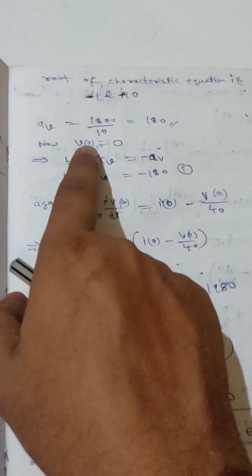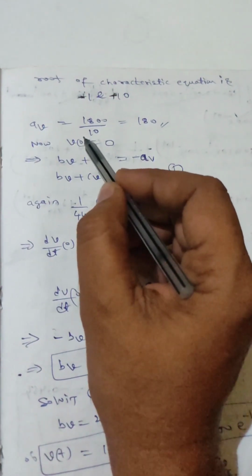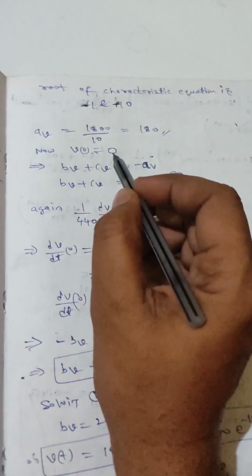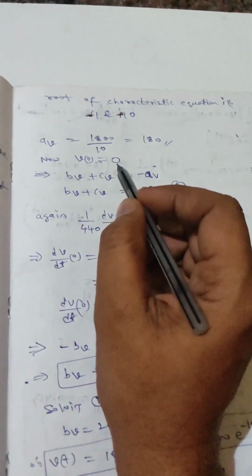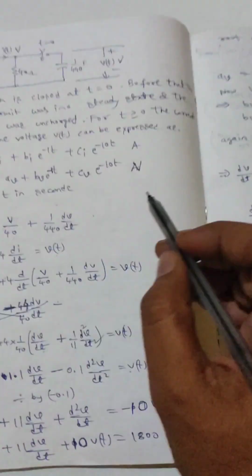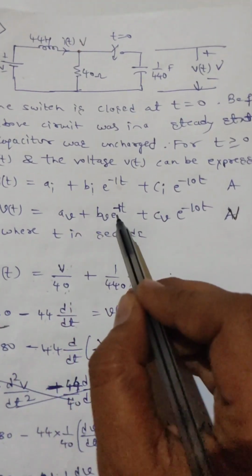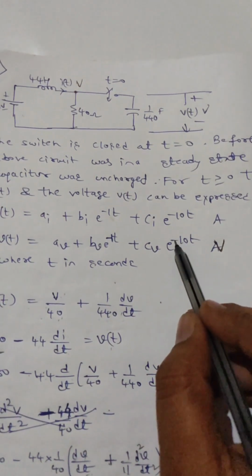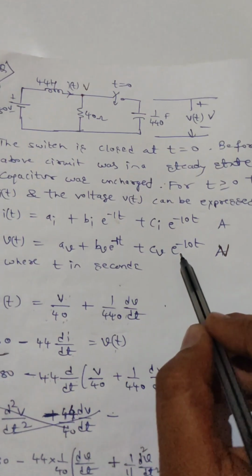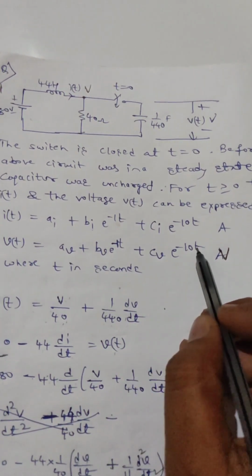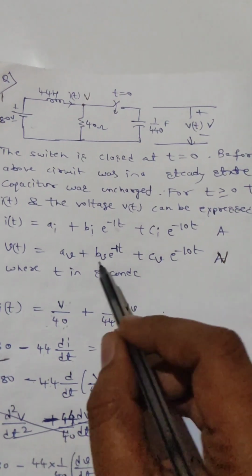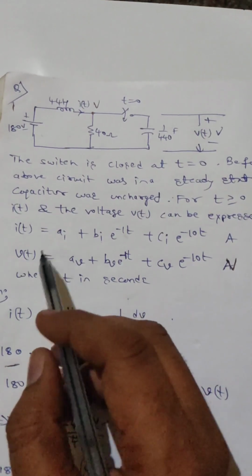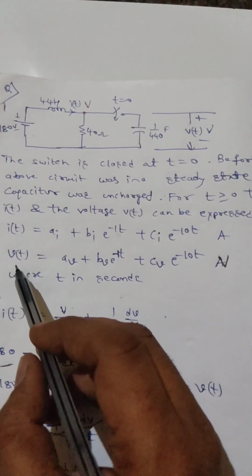Now assuming V of 0, V of 0 means when time is 0. When time is 0, when the switch is closed, the voltage at that particular point is 0. When t is equal to 0, let's see what happens. You will get AV, e power minus, put t equals to 0, e power minus 0 is 1. By putting t equals to 0, e power minus 0 is 1. Yes, you will get AV plus BV plus CV, and that value of V of t at t equals to 0 is 0.